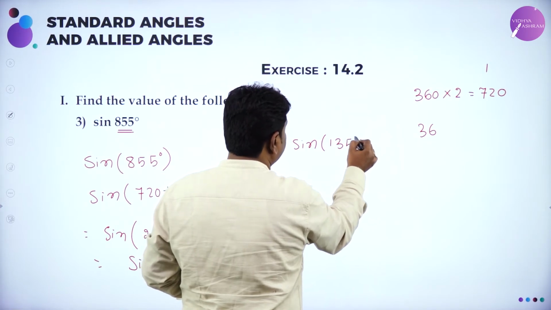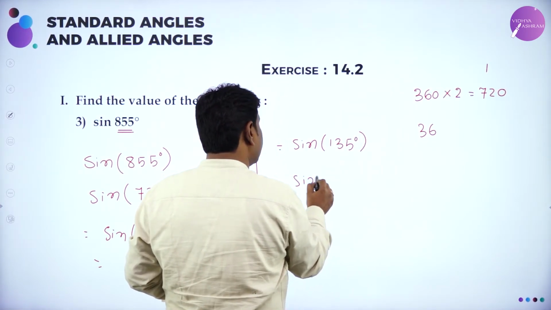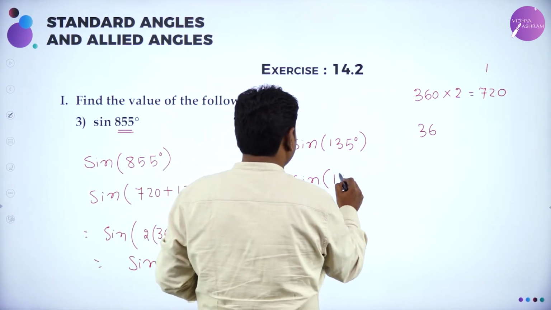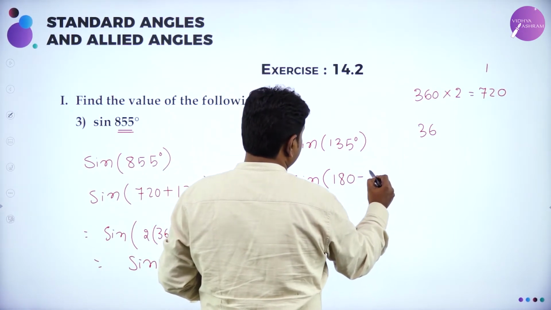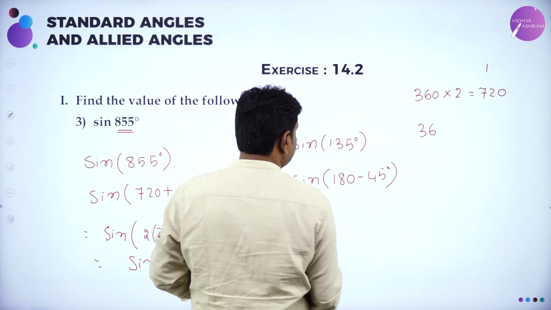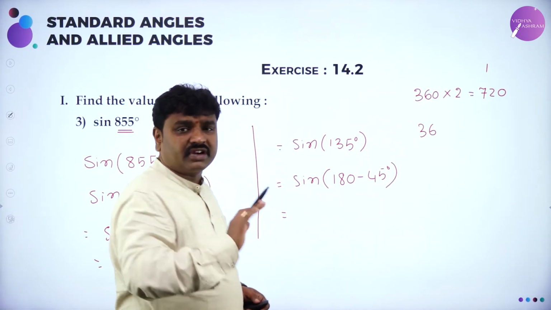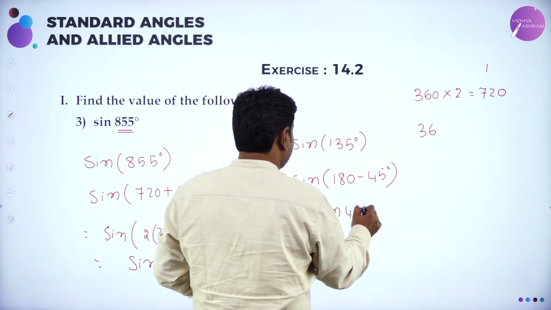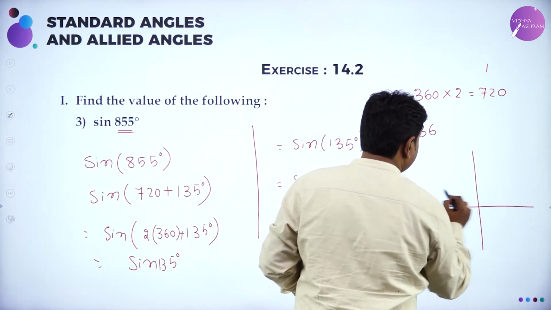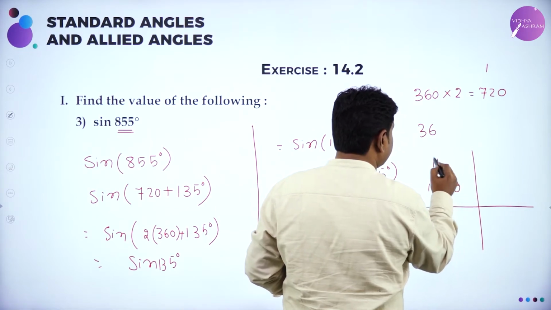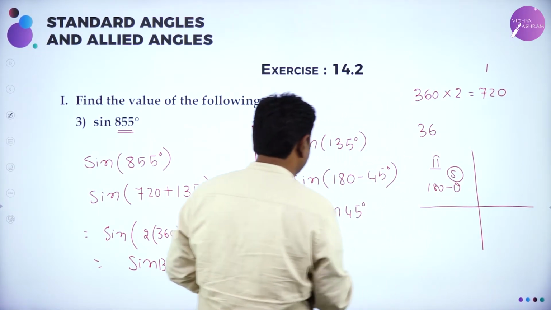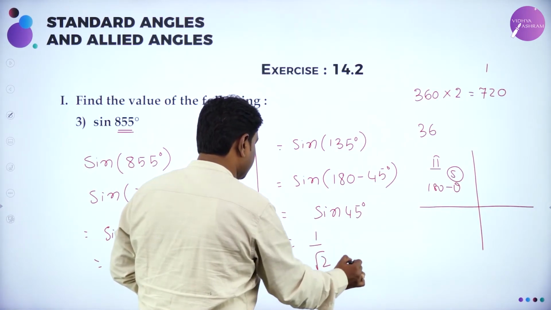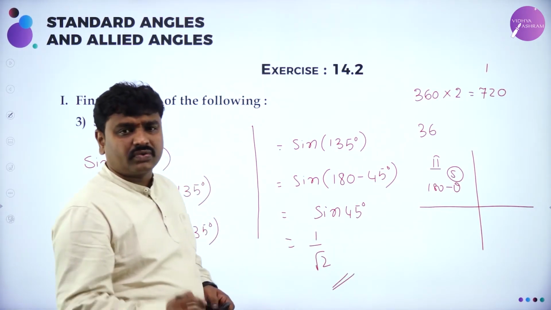Sine 135 degrees I can write again as, it is near to 90 as well as near to 180, so I will write 180 minus 45. Sine of 180 minus theta, for 180 the function does not change. So it will be sine theta, sine 45. All of you know 180 minus theta lies in the second quadrant. In the second quadrant, S is the alphabet. S means sine, your question is sine, it matches. Sine 45, the answer is 1 by root 2.